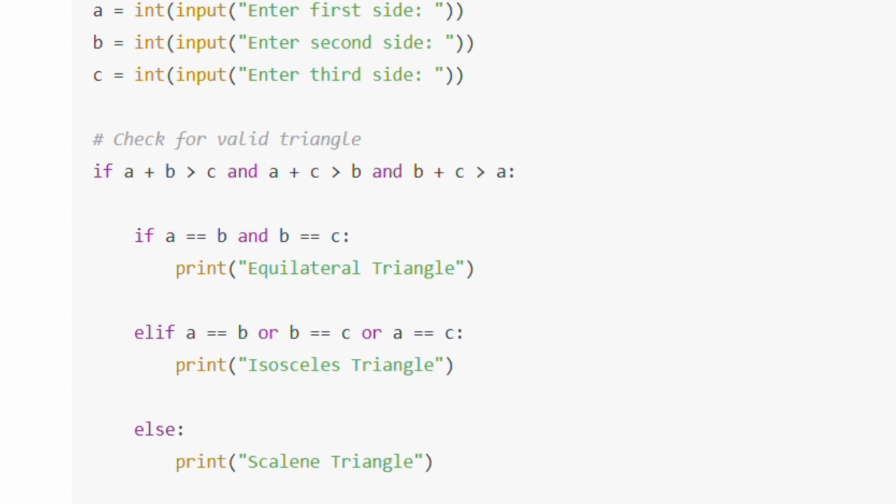Next, else. This is your if, this is the else part of this if statement. Else means this condition is false. This condition is false means the triangle is not possible. So print here not a valid triangle. Triangle is not possible.